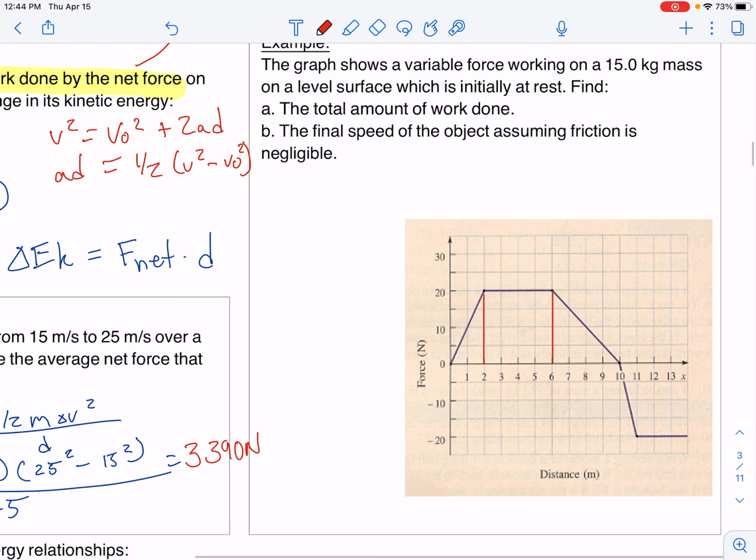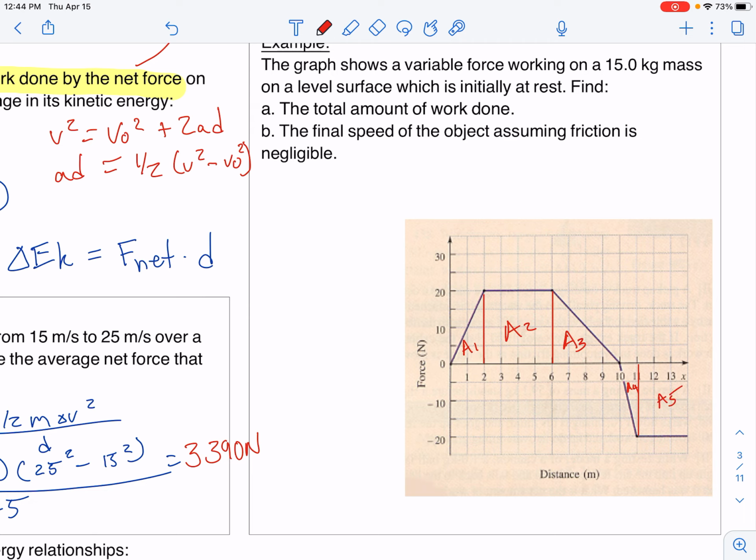You can break this down. All right, so we're trying to find the total amount of work done. So let's call this area 1, area 2, area 3, A4, and I suppose A5.